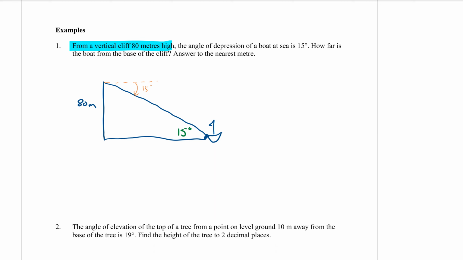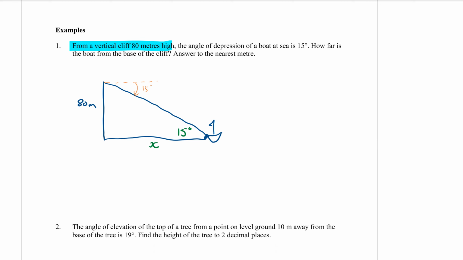Okay. The next little part, I've only read up to here so far. What's the next bit say? How far is the boat from the base of the cliff? Okay, I'm trying to find boat here, cliff here. I'm trying to find how far that is. Okay, let's give it a letter. Let's call it X. Okay, and there is my diagram. It does say here, which I haven't read yet, answer to the nearest meter. So that's how to round it when I finally get my answer.